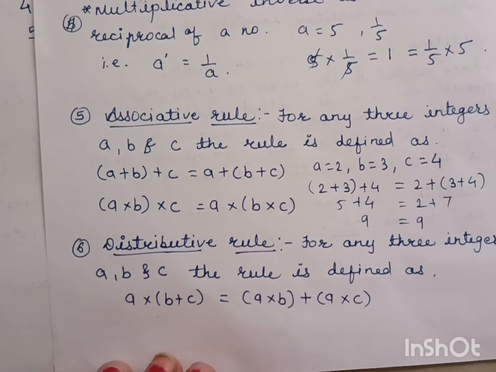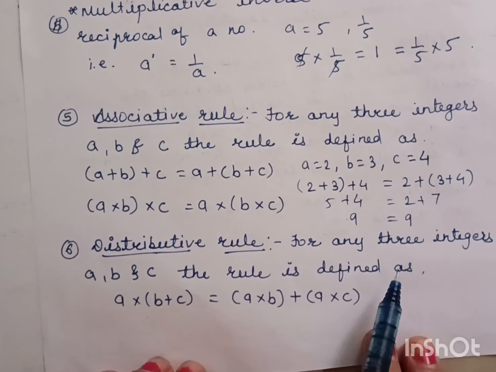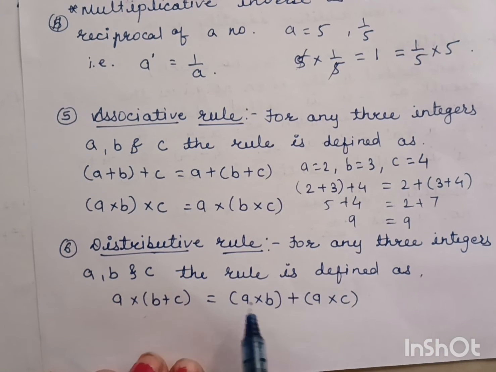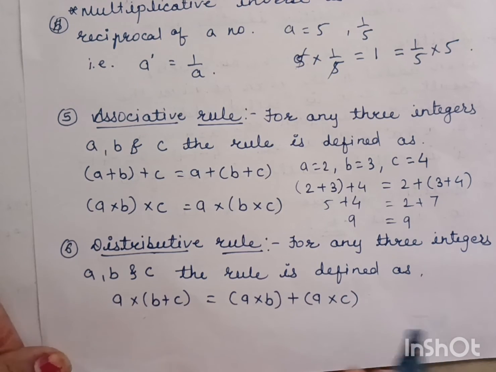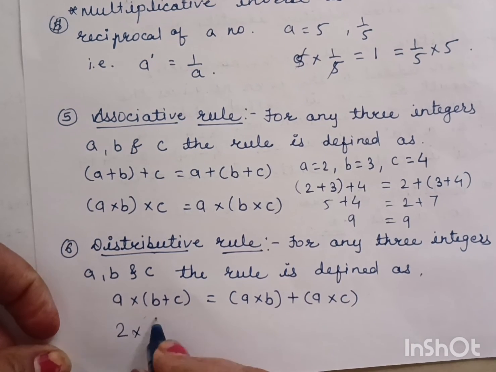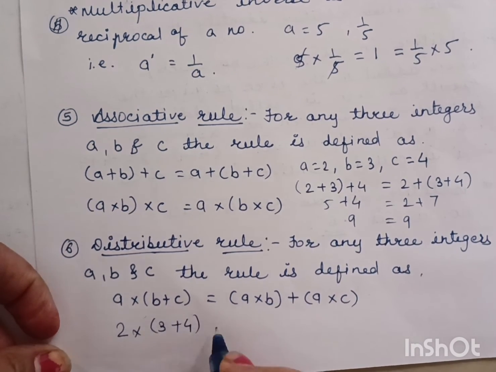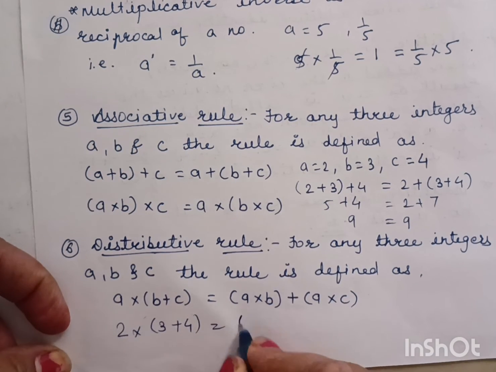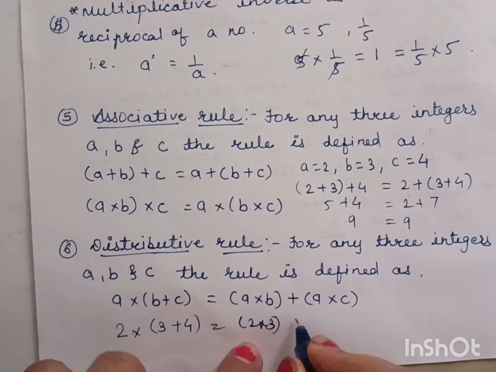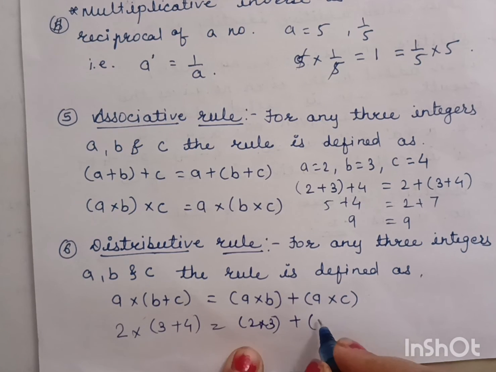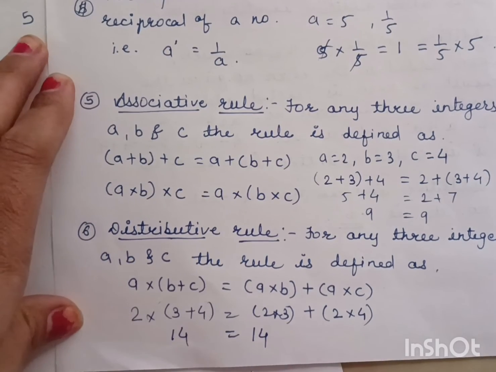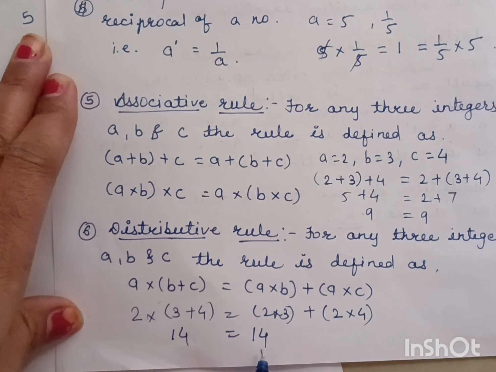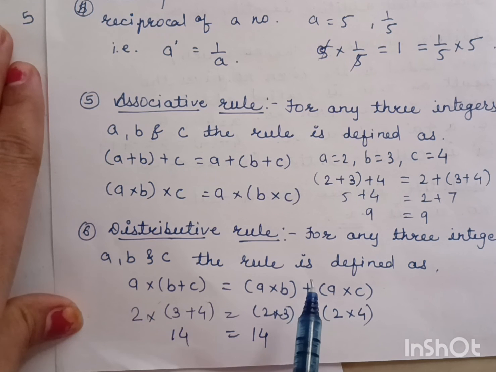And last is distributive rule. For any three integers a, b and c, the rule is defined as a into b plus c is equal to a into b plus a into c. Suppose a is 2, b is 3 and c is 4, which is equal to 2 into 3 plus 2 into 4. After simplification, we get 14 is equal to 14. So this is distributive rule.